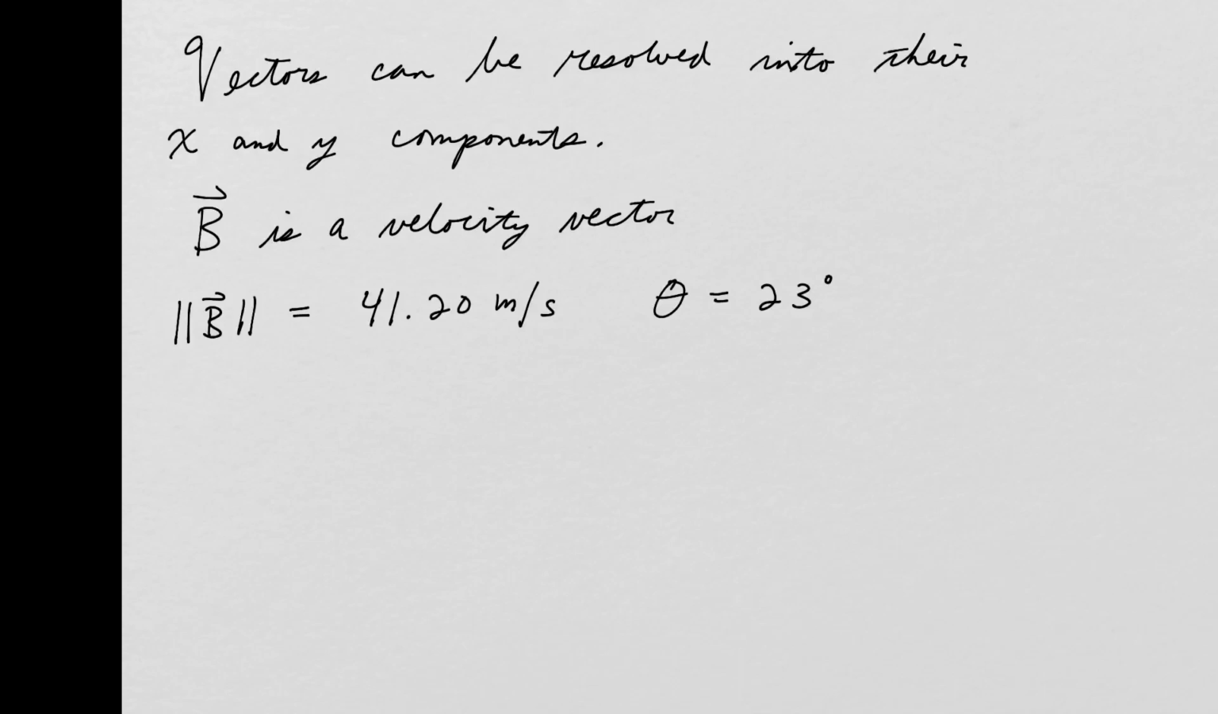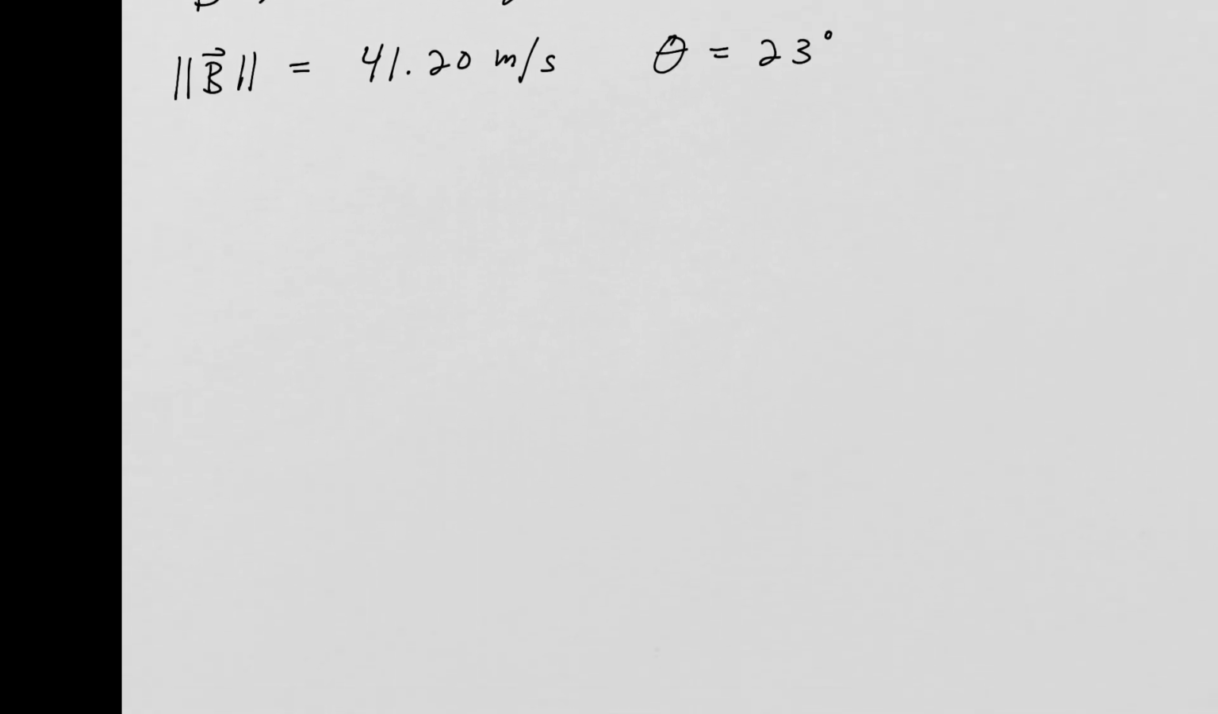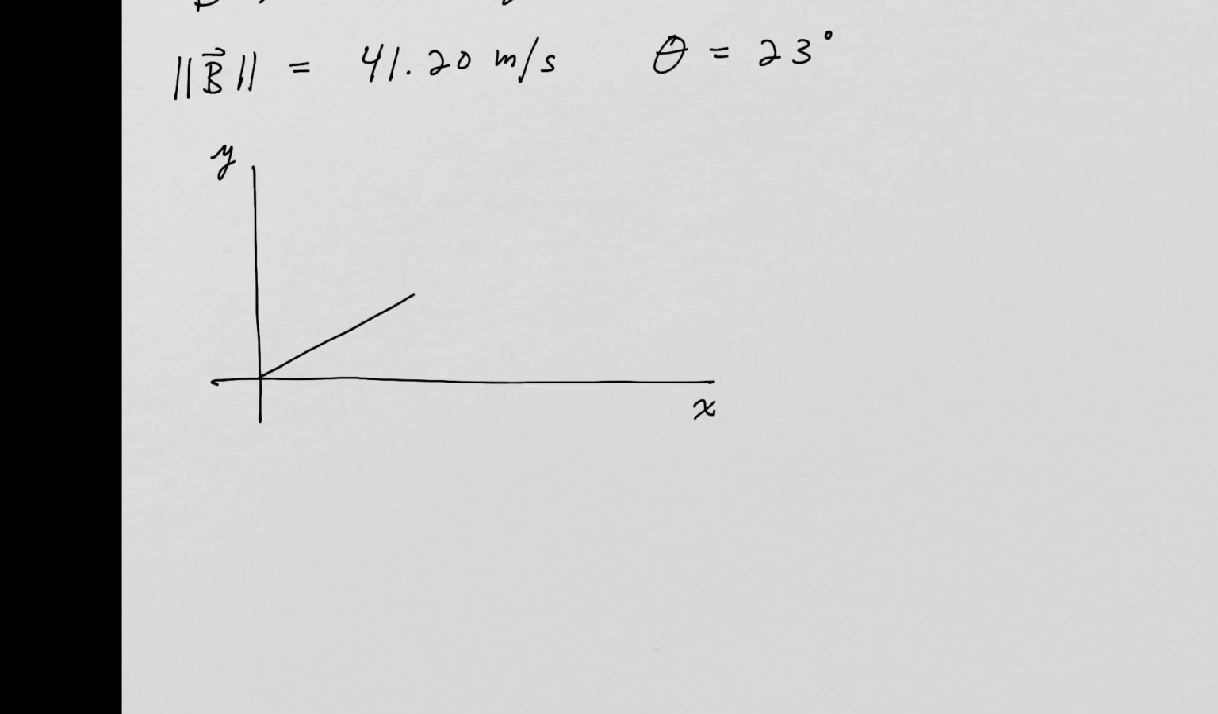So what we want to do is find the x and y components of vector B. So let me draw this out and show you what this means. So here's my Cartesian coordinate system. So this is x, this is y. B is going to look something like this. So there's my vector B. And I know that the length of that vector is 41.20 meters per second. And I'm also told that this angle, measured from the positive x-axis counterclockwise, is 23 degrees.